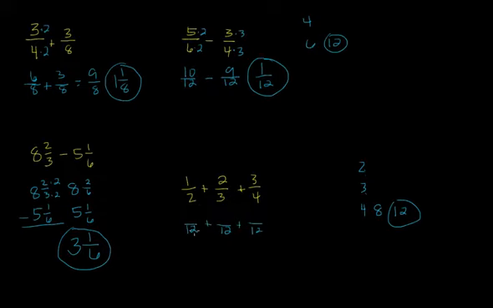Two times what gives us 12? 6. So we multiply the bottom and top by 6. 3 times what gives us 12? 4. So we multiply both the top and bottom by 4. Multiply this by 3. Multiply that by 3. Now we can add them. So 6 plus 8 is 14. Plus 9 is 23. 23 twelfths. 23 goes in the 24 once. 11 left over. Keep the denominator.